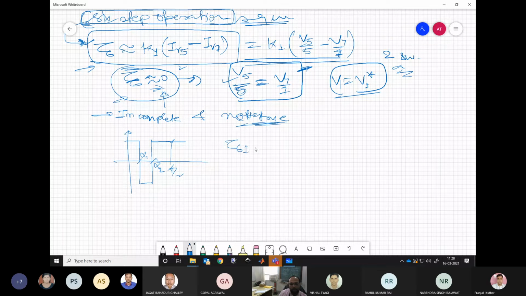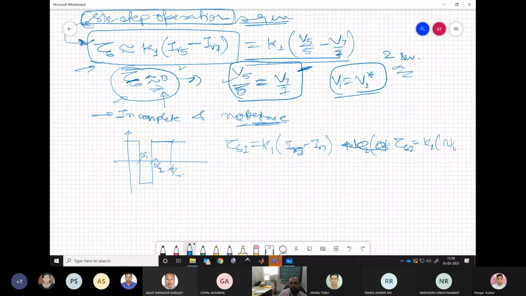Which means we have to deal with these two components separately, IR5 minus IR7 plus or minus whatever, because these are in quadrature. So tau 62 is K2 times 5m plus 7m. Now this means we have to deal with the two components. Again, the assumption that this is dominant compared to this holds, yes, it is dominant, but not so much that we can completely ignore this.